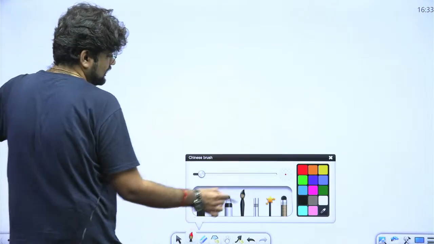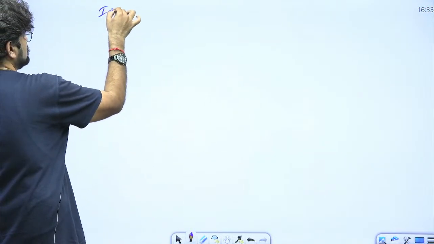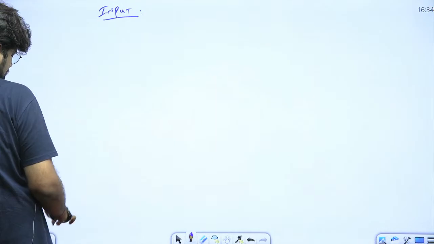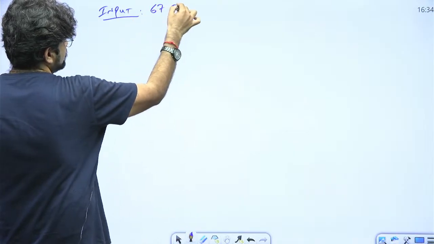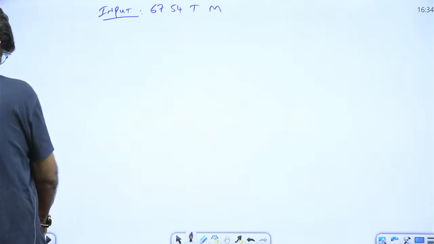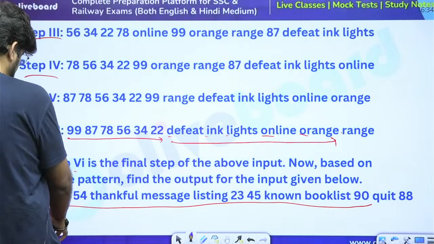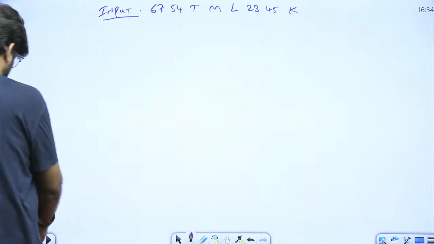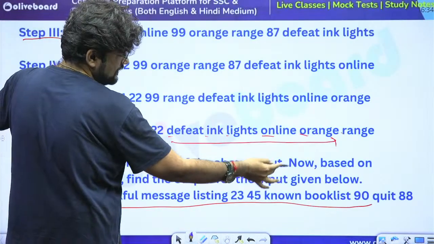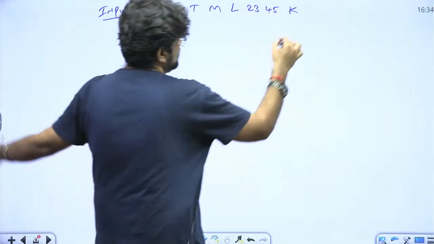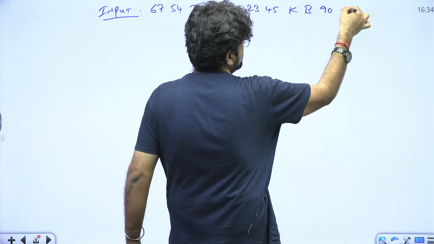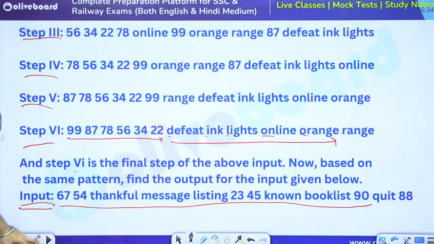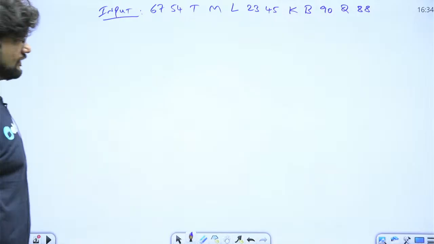So the input line, I'll just repeat it for you here. Input line is 6754 TM, L 2345 K, B 90Q 88. This is my input. Cool. Numbers in descending order and letters in ascending order.